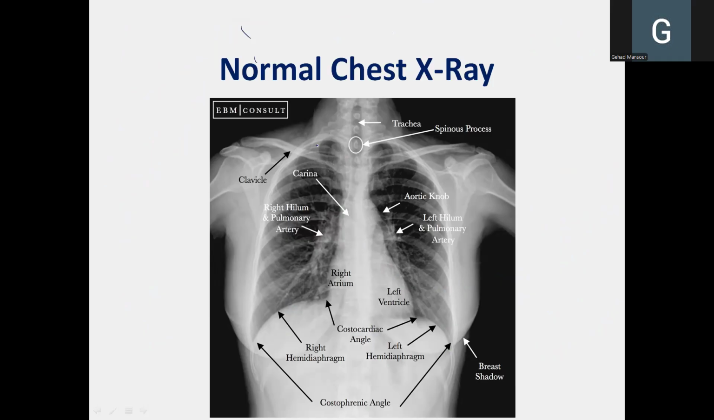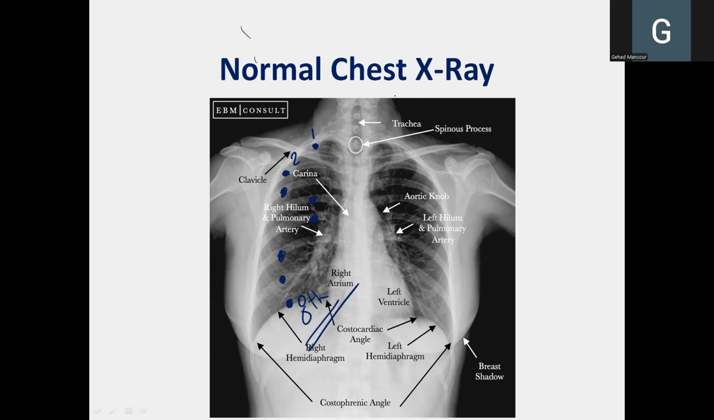Under the clavicle, we have the first rib. This is the horizontal part of the second rib. This is the horizontal part of the third, horizontal part of the fourth, fifth, sixth, seventh, and eighth rib. So the level of the diaphragm is at the level of the eighth rib, which is okay.